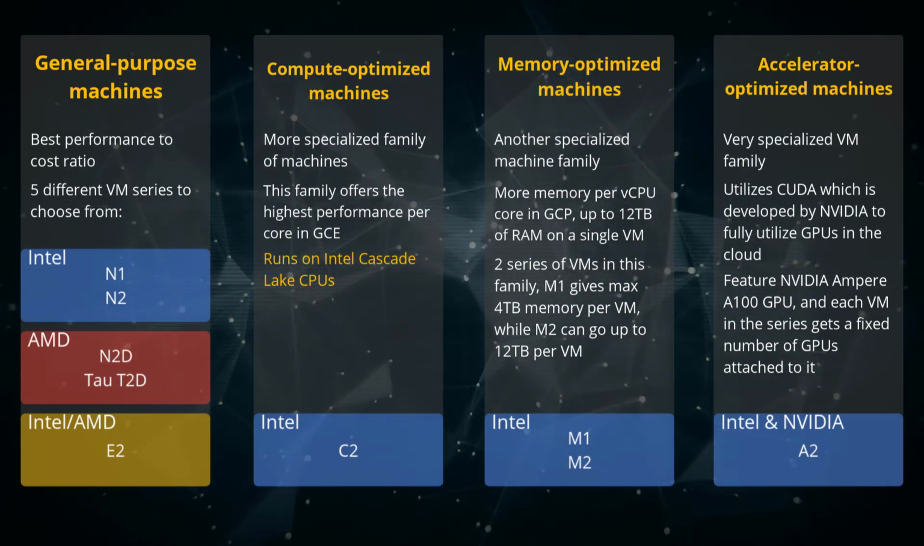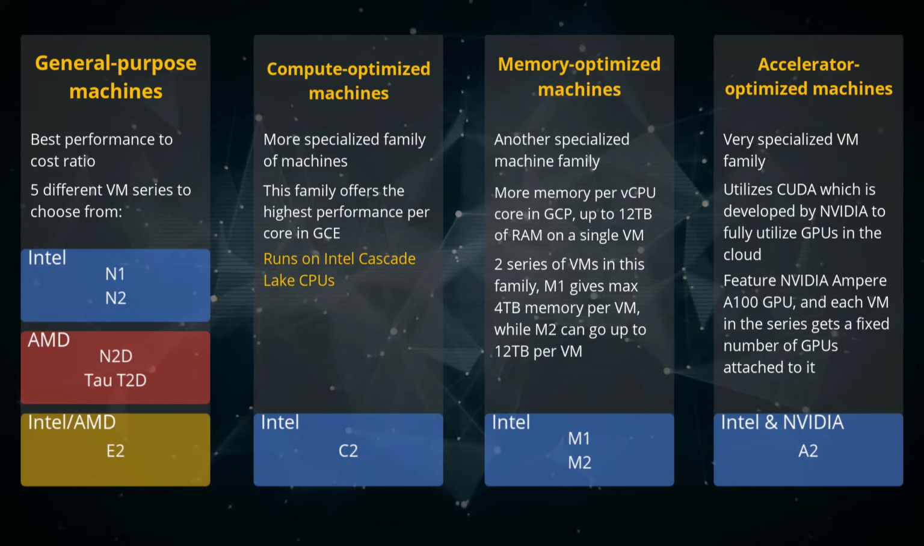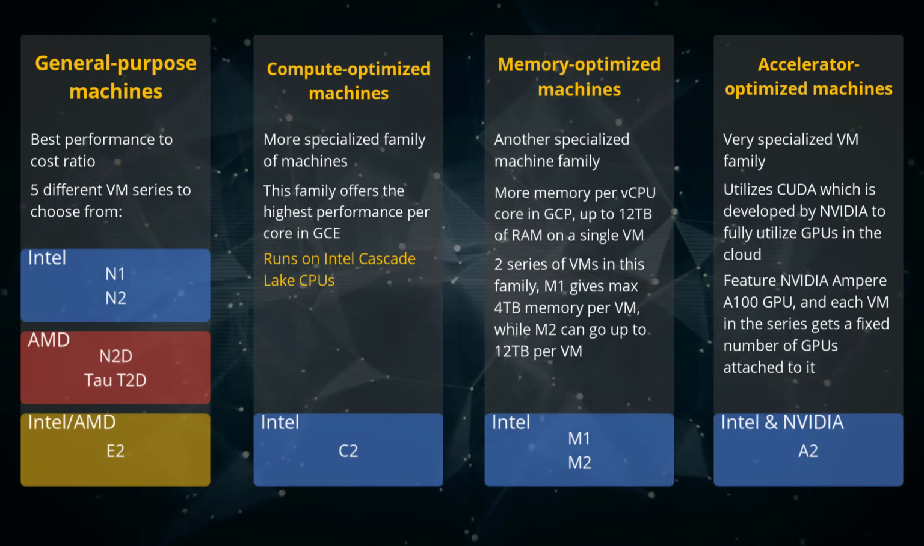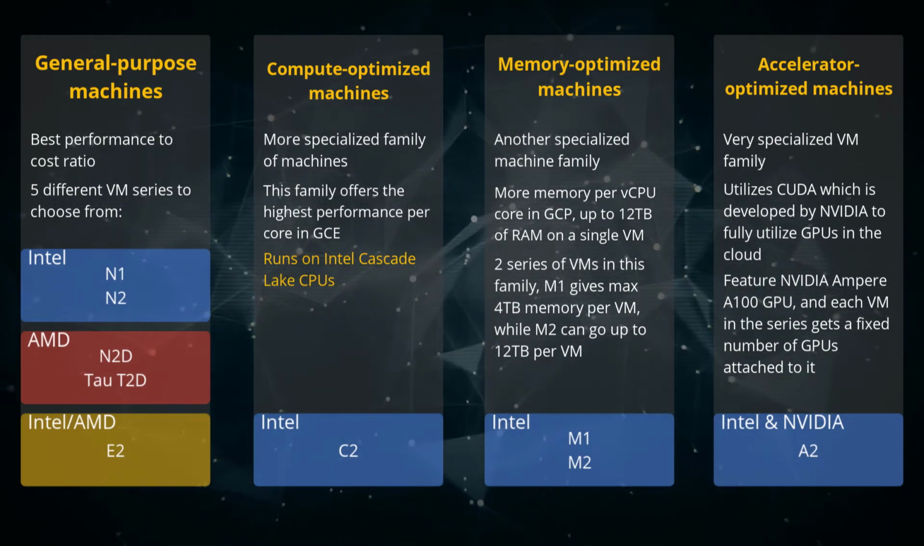So now after this quick brief on the various machine families in GCP, you will be able to easily decide, at least you will know where to start, what type of VM you will need for a specific workload.